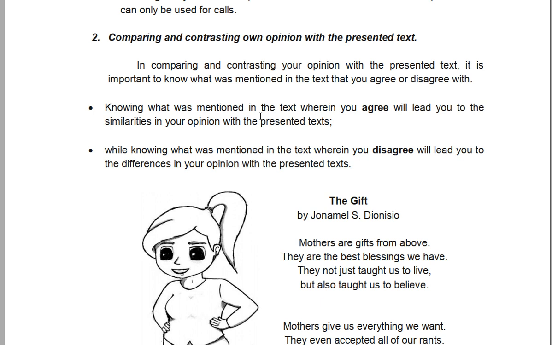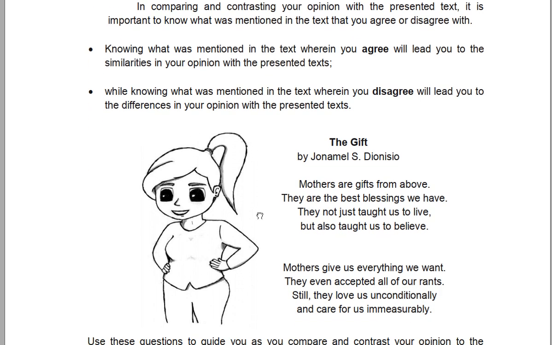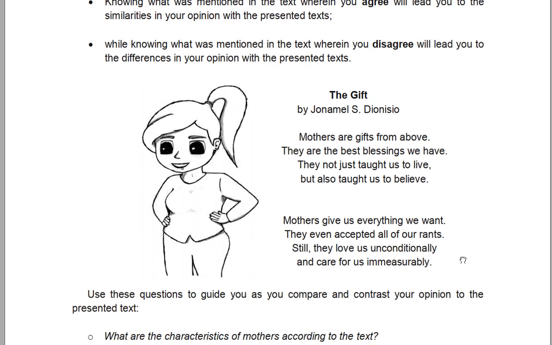So look here, in comparing and contrasting your own opinion with the presented text, it is important to know what was mentioned in the text that you agree or disagree with. Meaning, you have to look for something that you agree with or disagree with. What is it that was mentioned? Knowing what was mentioned in the text wherein you agree will lead you to the similarities in your opinion with the presented text, while knowing what was mentioned in the text wherein you disagree will lead to the differences in your opinion with the presented text.